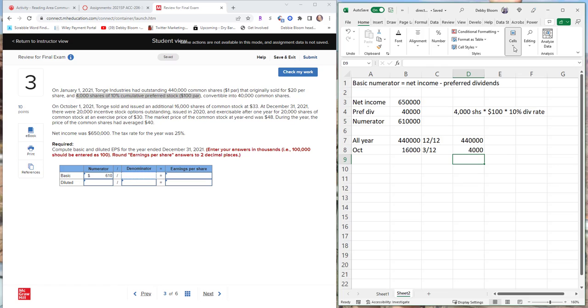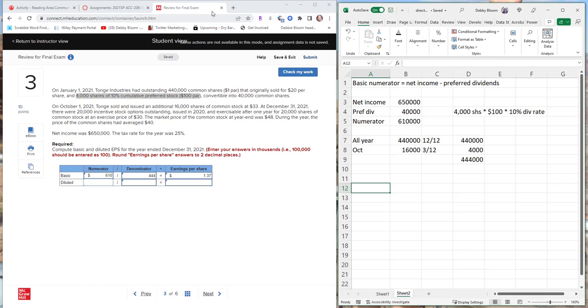So we're going to use a denominator of 444,000 shares. So we take our numerator 610, our denominator of 444, and our earnings per share, 2 decimal places, 610,000 divided by 444,000 gives us 1.373, which is $1.37. Now, let's move on to our fully diluted.